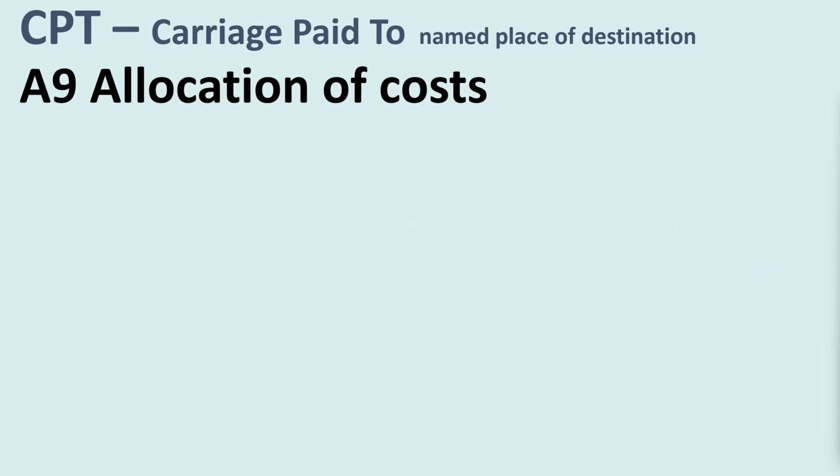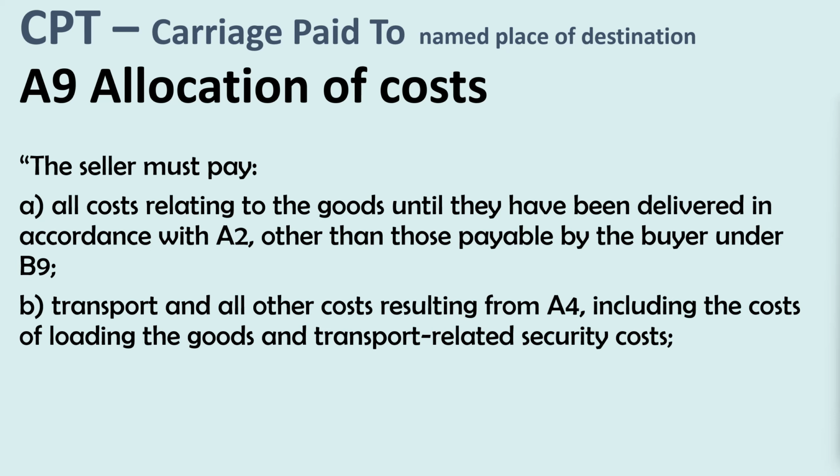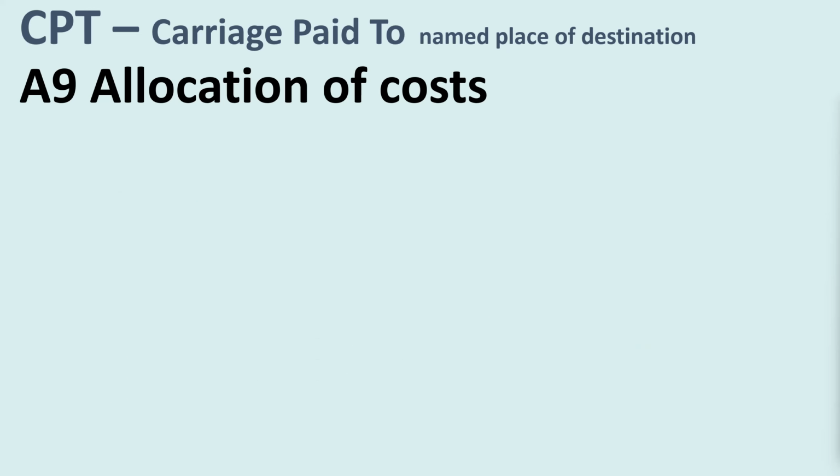A9, allocation of costs. The seller must pay A, all costs relating to the goods until they have been delivered in accordance with A2, other than those payable by the buyer under B9. B, transport and all other costs resulting from A4, including the costs of loading the goods and transport-related security costs. C. Any charges for unloading at the agreed place of destination, but only if those charges were for the seller's account under the contract of carriage.